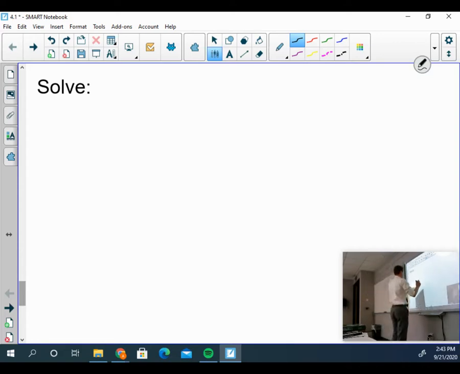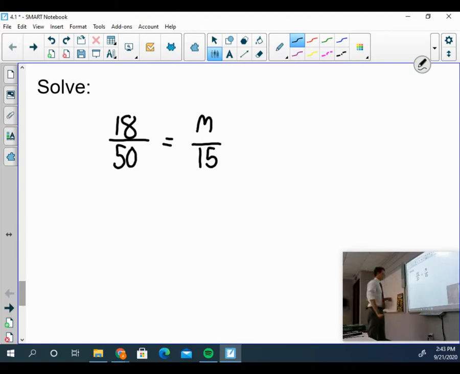Let's say I have 18 over 50 equals m over 15. How am I going to solve this? Well, again, you could treat it like an algebra problem. Multiply both sides by 15 and solve. Or maybe you're seeing a pattern in this and you see that you could also just multiply across and then solve it. I don't care what you do. I'm going to do it the first way. I'll show you how to do both, whatever makes more sense to you.